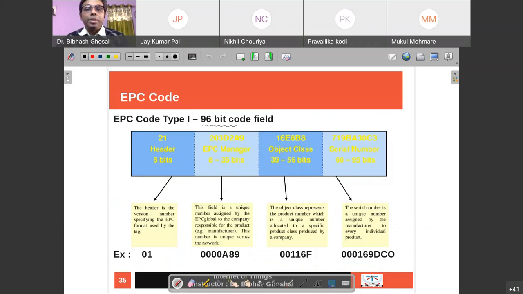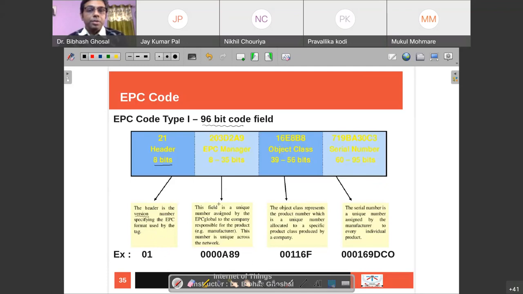The first field is of 8 bits, and it gives you the version number. Below you find an example that shows a possible EPC code where the digits are written in hexadecimal, and this is the information about the EPC format that is used, the header information.